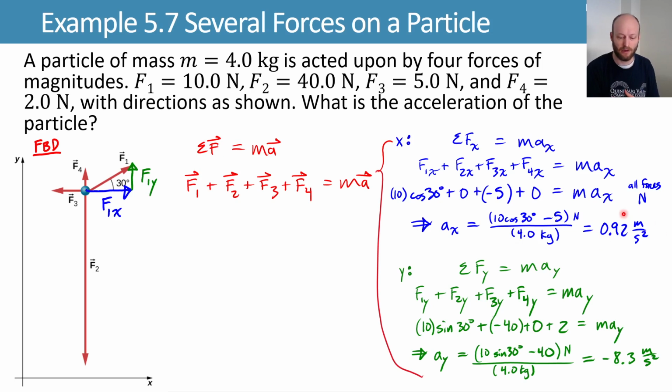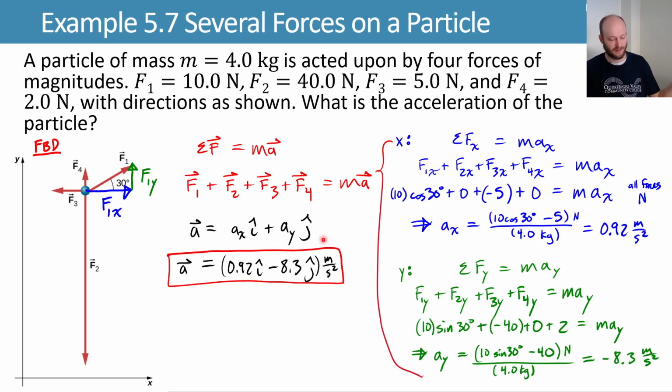We have component-wise what our acceleration is, and we can combine them and say that my total acceleration is then the x component in the i hat direction plus the y component in the j hat direction. Or this, 0.92 i hat minus 8.3 j hat with units of meters per second squared. If you want that as a magnitude and direction, you can do what we've done in the past, which is square the x and the y components, add them, take the square root to get the magnitude, and then take the inverse tangent of the y over the x to get the angle.